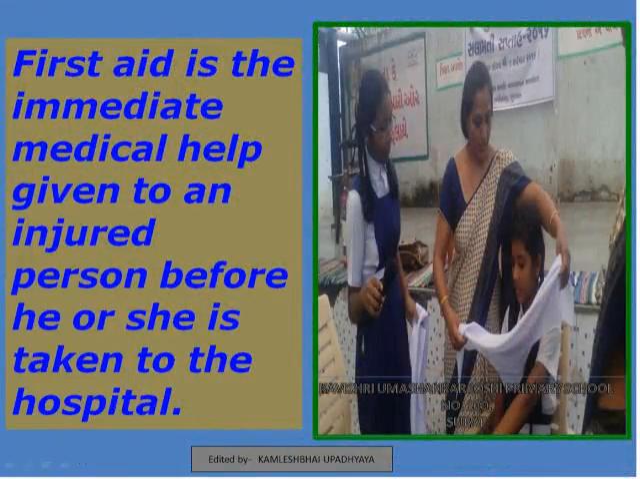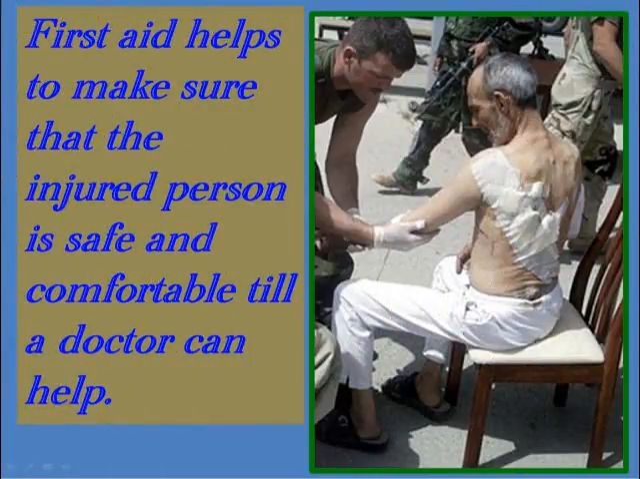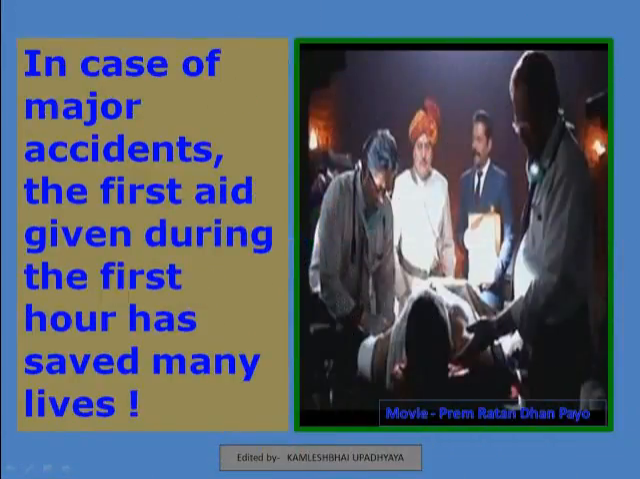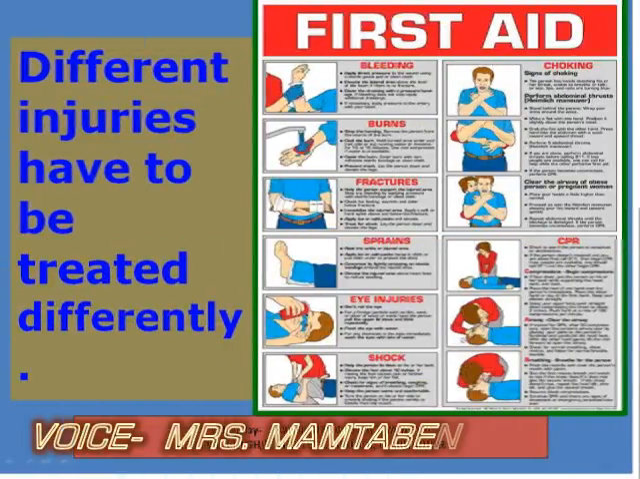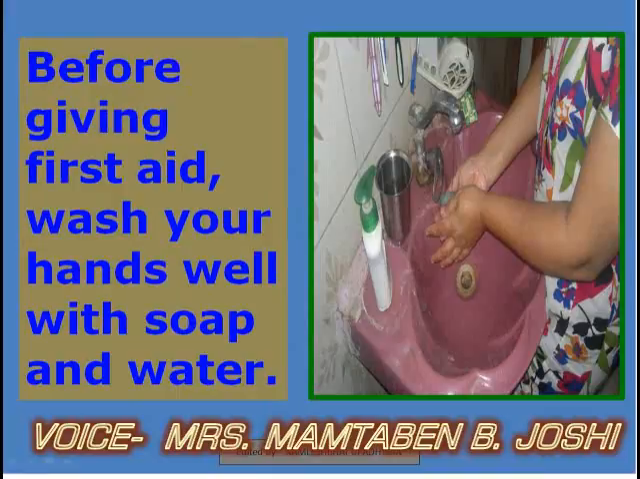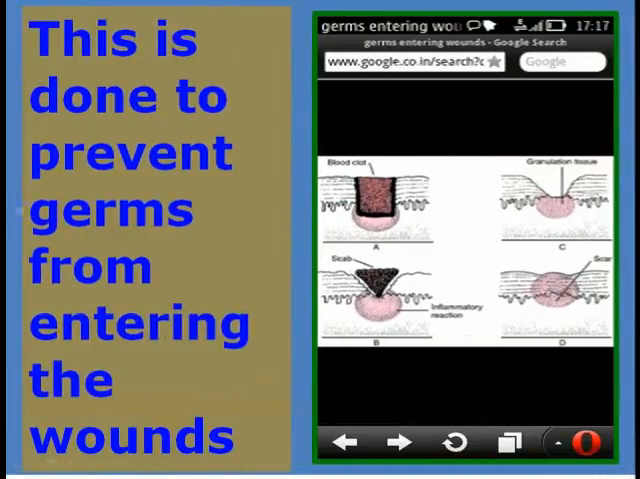First aid is the immediate medical help given to an injured person before he or she is taken to the hospital. First aid helps to make sure that the injured person is safe and comfortable till a doctor can help. In case of major accidents, the first aid given during the first hour has saved many lives. Different injuries have to be treated differently. Before giving first aid, wash your hands well with soap and water. This is done to prevent germs from entering the wounds.